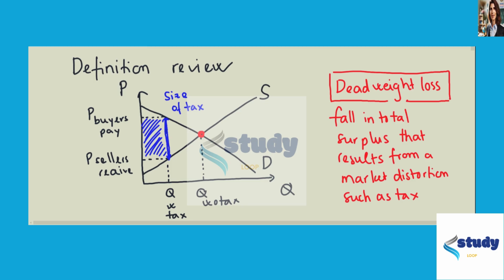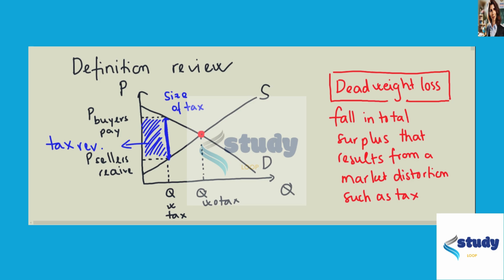The red dot represents the initial equilibrium where there's no tax. After tax, the quantity is reduced to a smaller level. The size of the tax is represented by a vertical distance in blue, and the rectangle in blue represents the tax revenue, which is collected by the government.